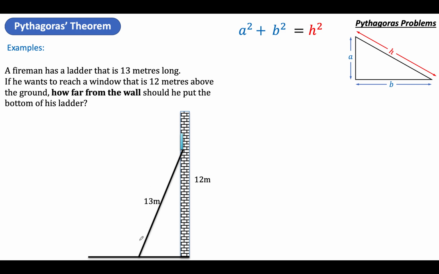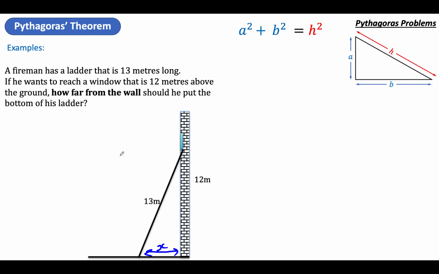Now this one, an absolute classic, comes up all the time. For some reason, maths examiners are obsessed with ladders. Don't know why. Right, a fireman has a ladder that is 13 meters long. If he wants to reach a window that's 12 meters above the ground, how far from the wall should he put the bottom of his ladder? Let's give that a letter, let's call it x, that's the distance.